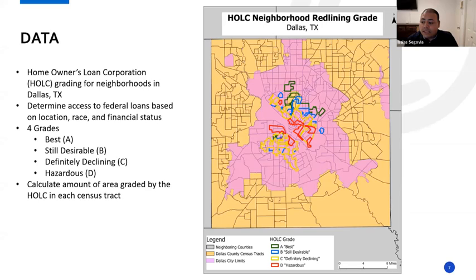This map shows the areas graded by the HOLC, which helped to determine the loans that the federal government was offering based on location and race. It gave 4 grades of best, still desirable, definitely declining, and hazardous. The map shows the areas that were graded best in green, while the areas graded hazardous in red. Areas graded best were predominantly white, while areas graded hazardous had a minority population. This data set was used to calculate the amount of area in each census tract that was graded by the HOLC.